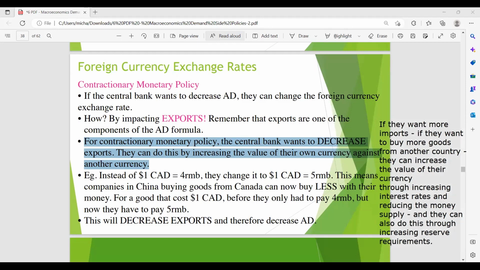So they can do that. Let's say they want to buy more goods from another country, they would increase the value of the currency through these methods here.